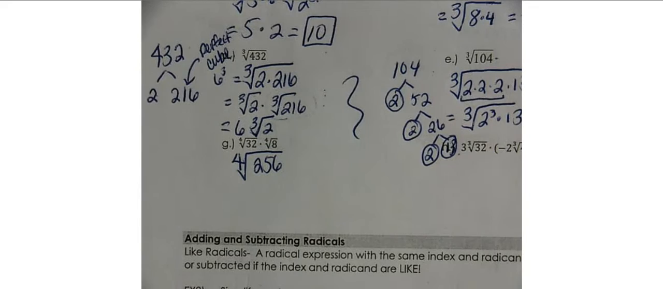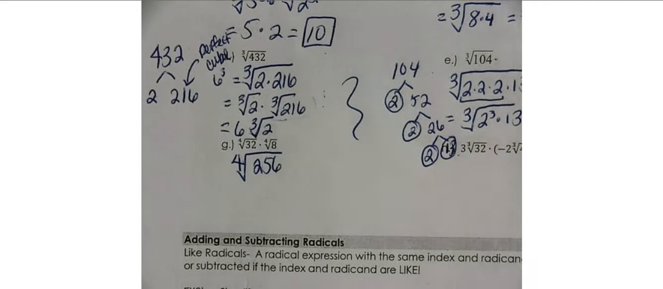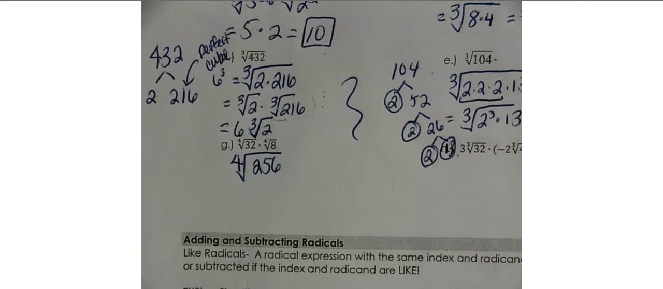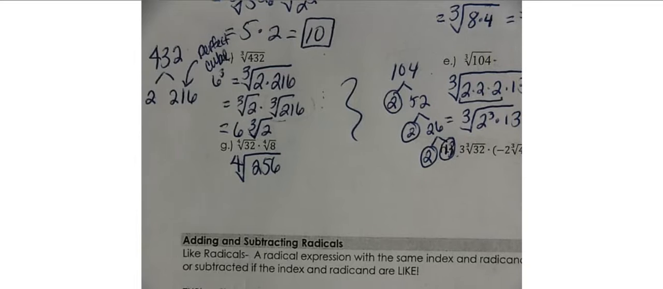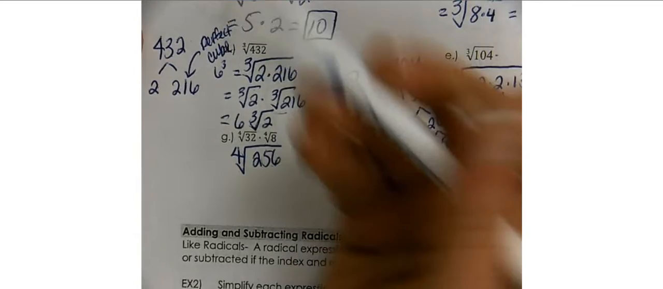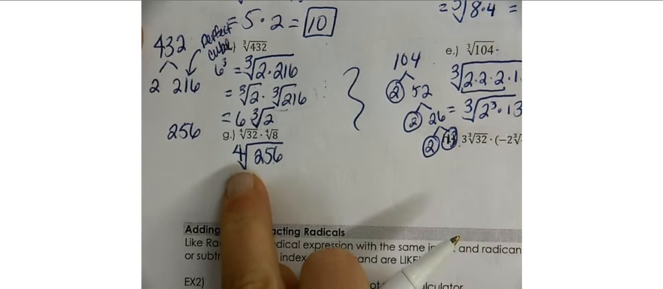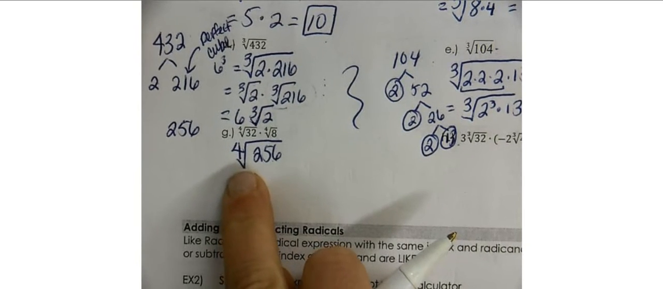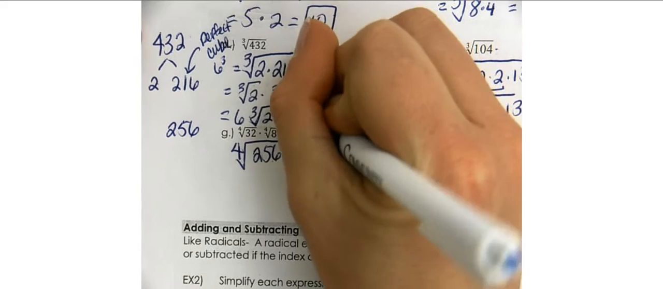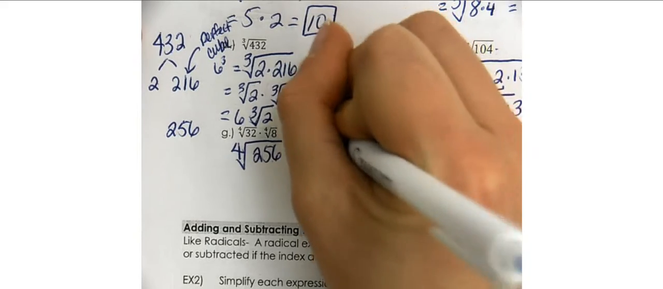So 32 times 8 is 256. Now, I'm sure that not many of you know a lot about the number 256. So what I would do is take that number 256 and break it down until I find something that is a perfect 4th power.